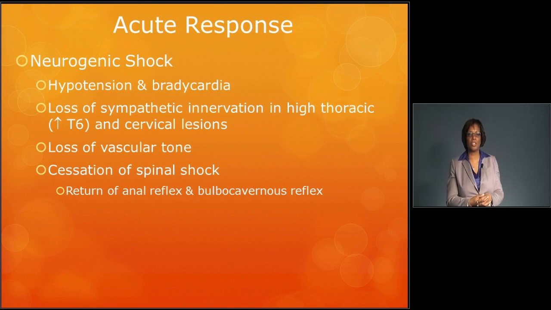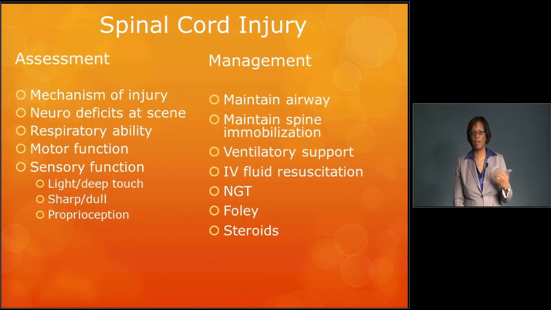They lose vascular tone, and again, you have a cessation of spinal shock, the return of anal reflex and bulbocavernous reflex as well. With neurogenic shock, we're pretty much going to treat, again, as a hemodynamic problem with atropine to increase their heart rate, as well as vasopressors.